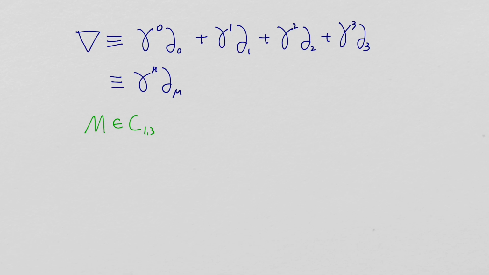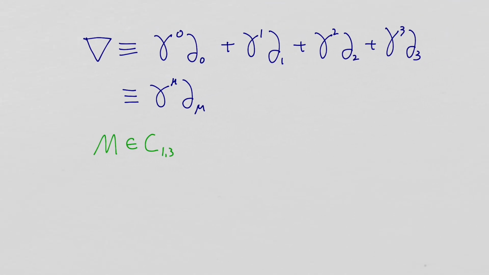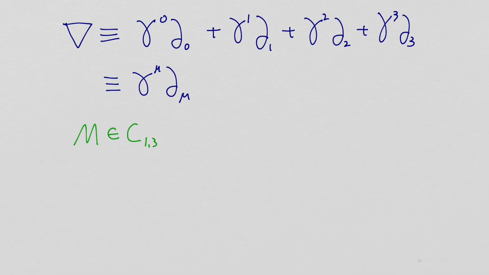All right, so let's consider a multivector, which is an element of C13. And remember, C13 is our notation for the entire geometric algebra, and the 1,3 represents the signature of the metric. So our metric has a plus, minus, minus, minus signature is what that's telling us. And so we're considering a multivector just in our geometric algebra.